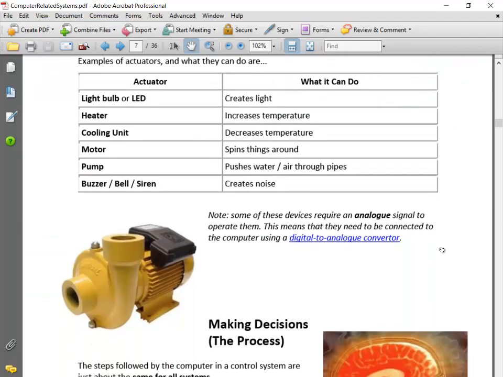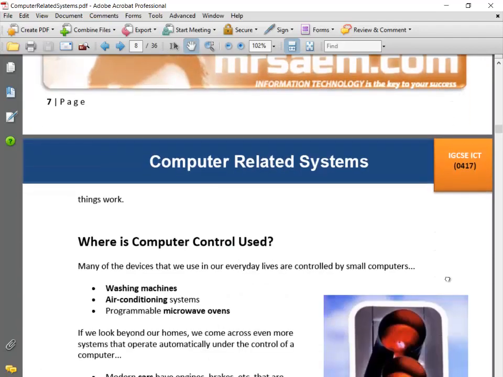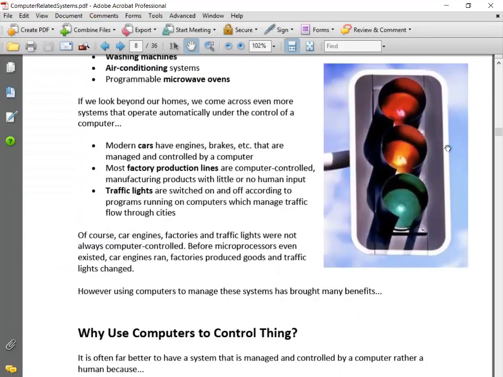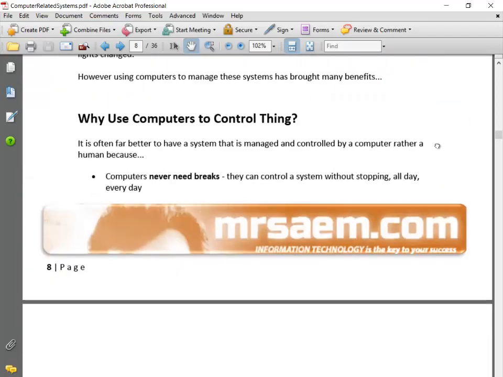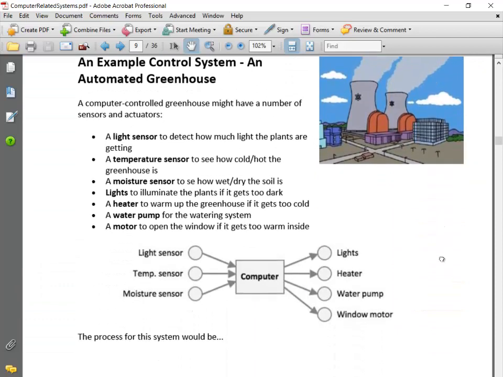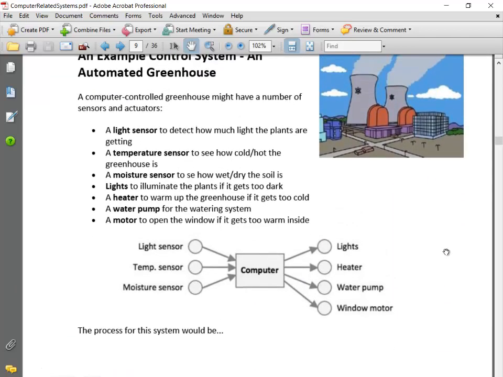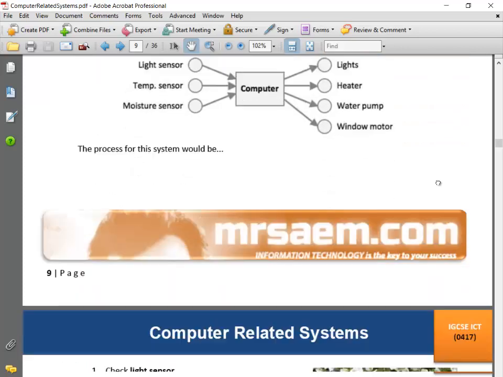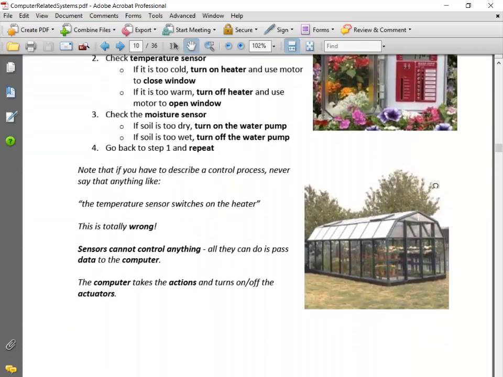Actuators, I have discussed with you. Please go through these. I have talked about these. Greenhouse, I have given an example. What actuator can be used for what particular purpose, we had a talk on this.